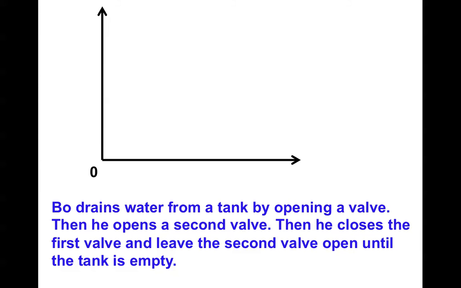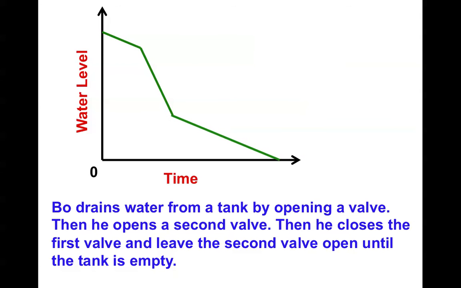Bo drains water from a tank by opening a valve. He opens the second valve, then closes the first valve, and leaves the second valve open until the tank is empty. Notice, we have time and water level. He starts off by opening a valve, and the water level goes down. When he opens the second valve, the water goes down at a steeper rate, and then when he closes the one valve, it ends up being flat again until the tank is empty. Notice this would be continuous because at any given moment, different amounts of drops of water could be let out of the tank. There is no time in which there is not water coming out of the tank.